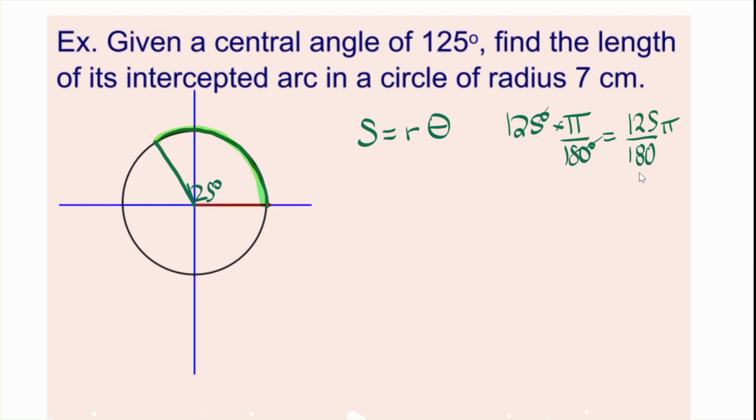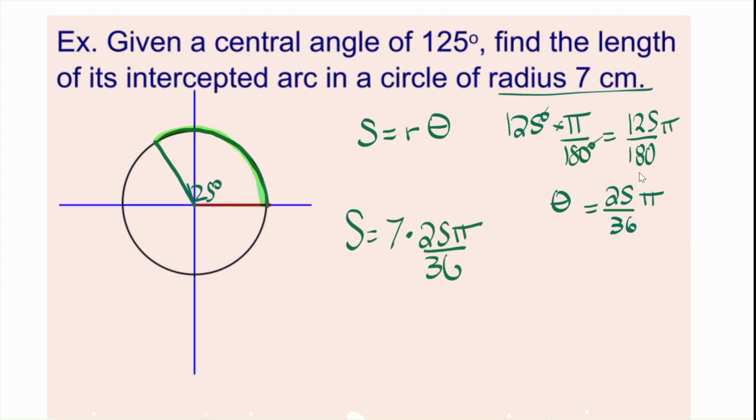The first thing I'm going to do is divide the top and bottom by 5 just to reduce, and then if I can reduce more, I will. If I divide the top by 5, I get 25, and the bottom by 5, I get 36. So I get 25/36 pi is theta. We know r is 7 because it's given to us. So arc length is going to be 7 centimeters times 25 pi over 36.